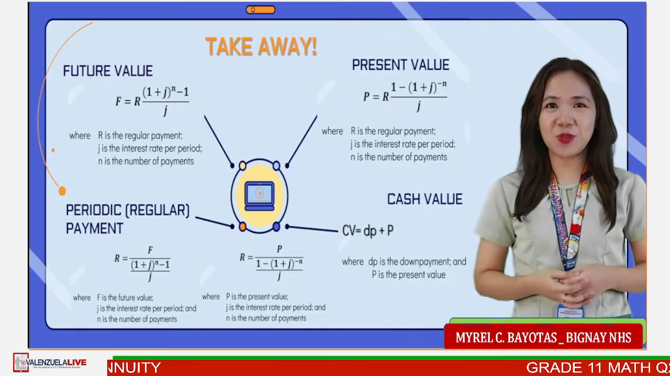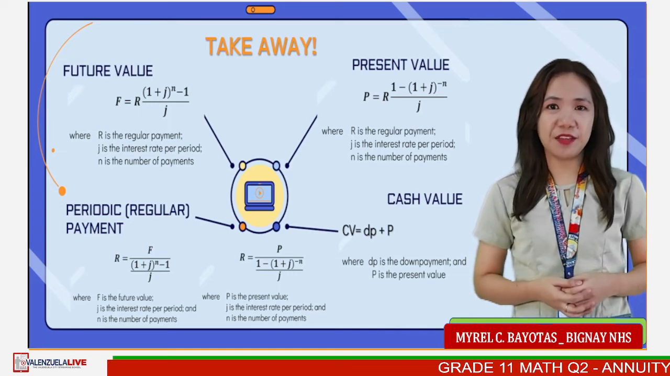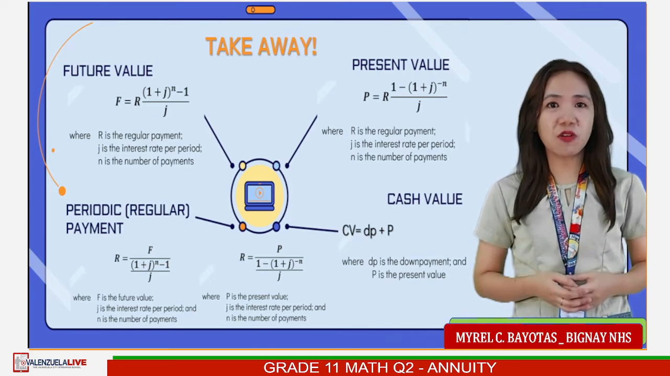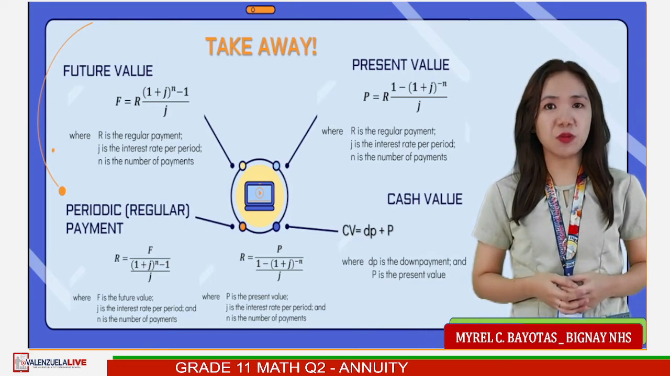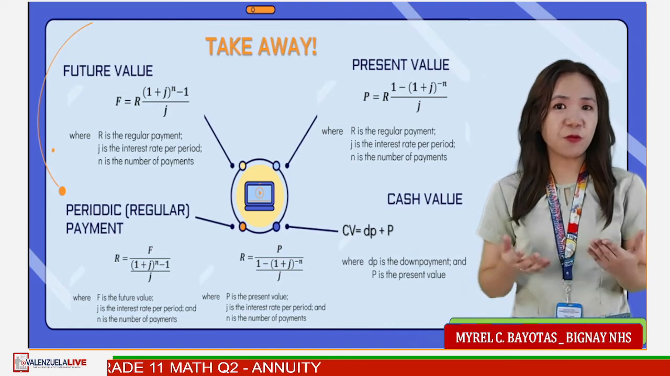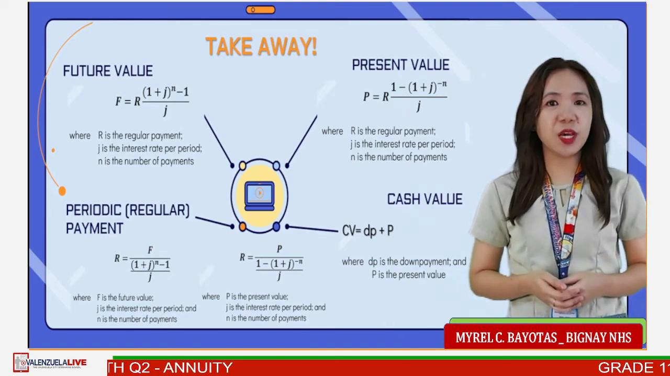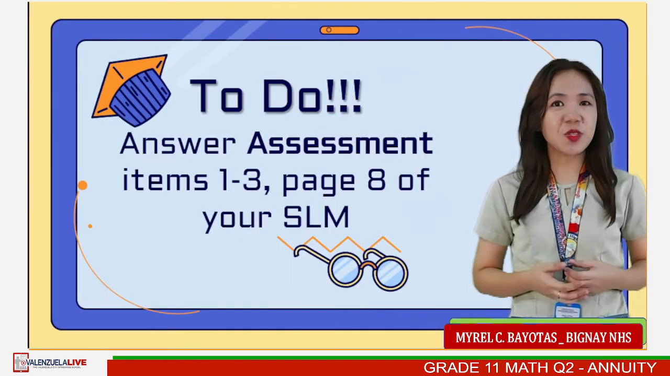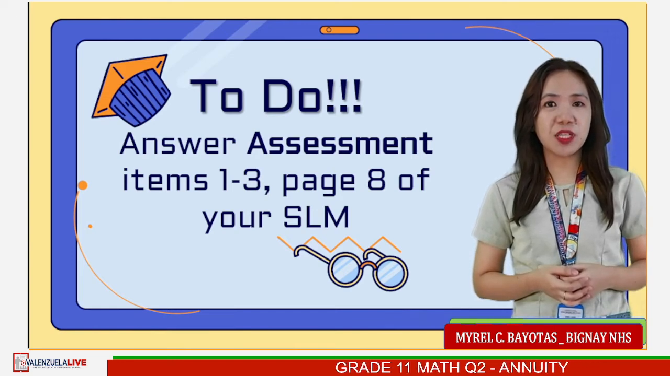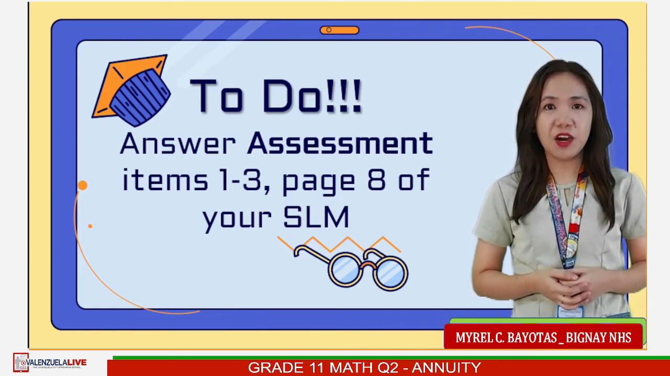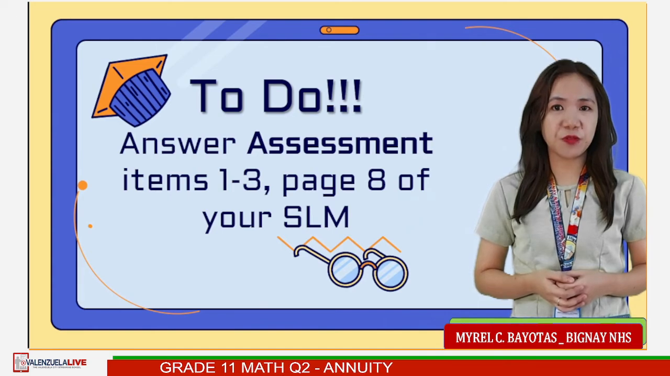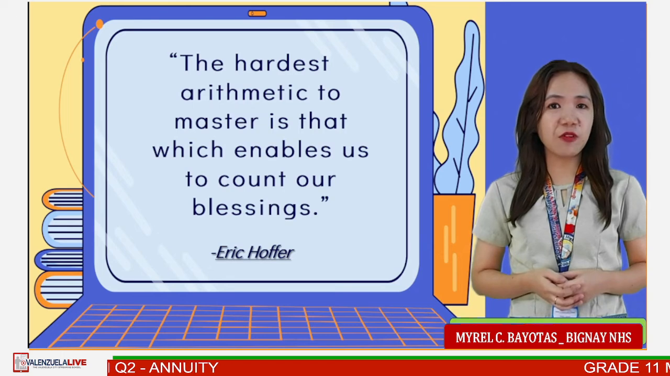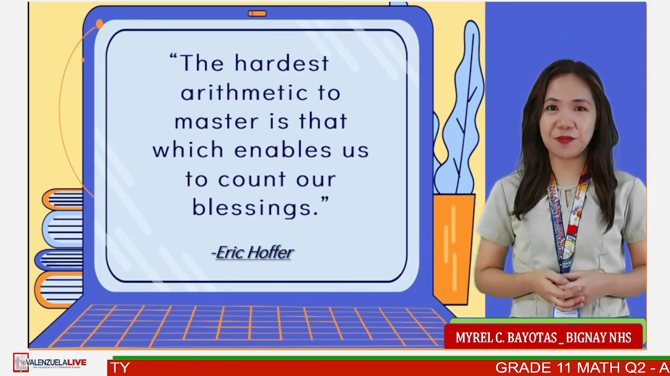Well done, grade 11 students! Here's our takeaway for today. Make sure that aside from understanding the key terms in annuities, you also know the different formulas that can be used depending on the situation. Of course, do not forget the procedures that we applied in each sample problem earlier. For today's assignment, kindly answer assessment items number 1, 2, and 3 on page 8 of your self-learning module. For questions and clarifications, please make sure to attend your follow-up discussion with your mathematics teacher.